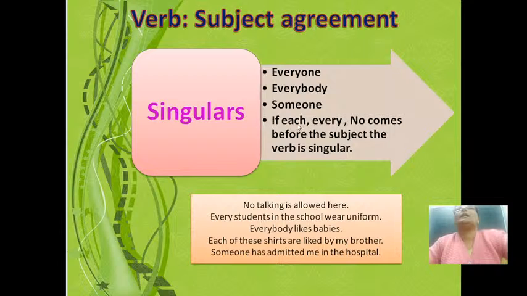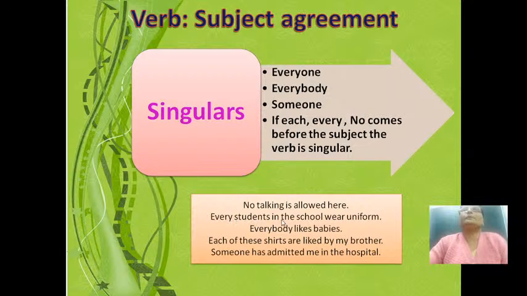Okay. And if each, every or no comes before the subject, or if it comes as a subject also, then the verb is treated as singular. Examples: No talking is allowed here. Now no itself is standing as a subject, and talking is coming after this. So this is treated as a singular verb. No talking is, that's why is. No talking is allowed here.